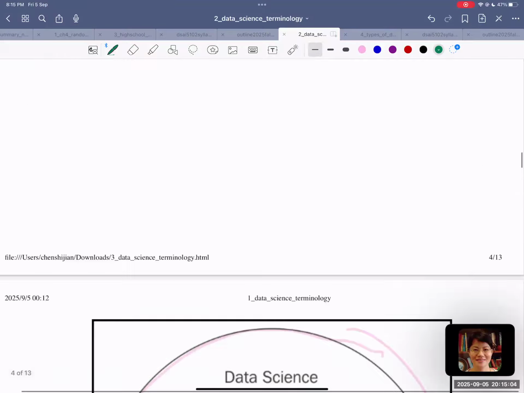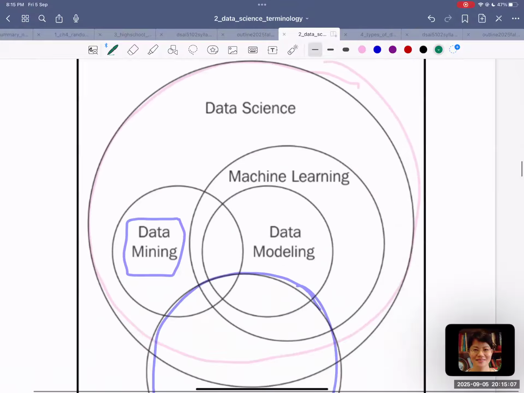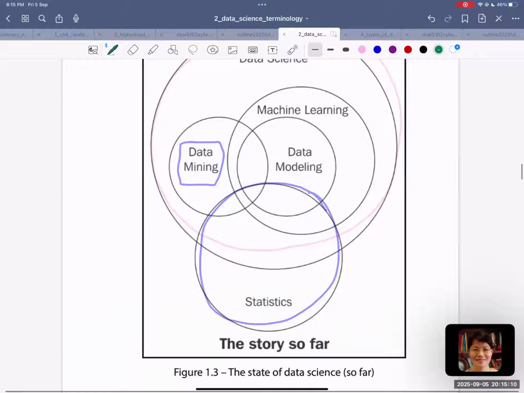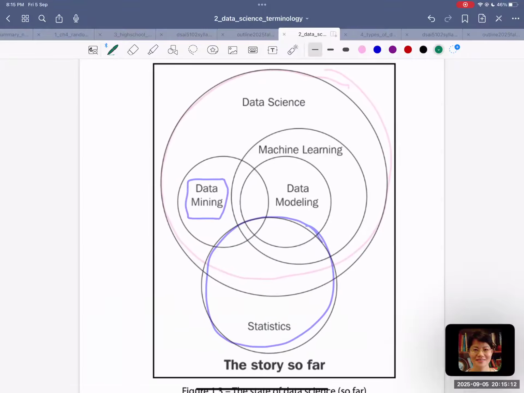And here we have some more knowledge. Look at this one. Here is the story. You see the upper circle is data science, and the bottom, a big circle, is what? Here is the statistics, and here is the data science, right? For data science, very early on people called it data mining, and then came machine learning, data modeling, okay? So anyhow, you have to combine knowledge from several aspects.